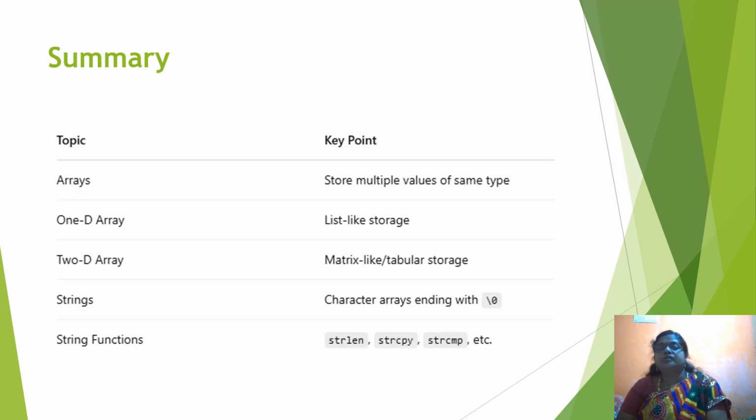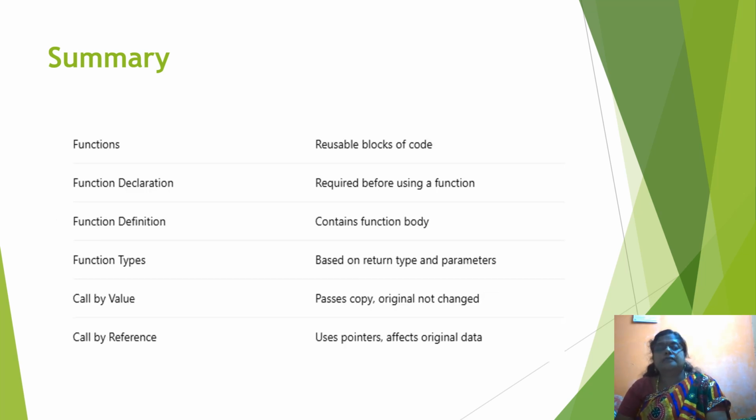The unit summary and the key points. Arrays store multiple values of the same type. A one-dimensional array is a list-like storage. A two-dimensional array is a matrix-like or tabular storage. Strings are character arrays ending with the null character. String functions include strlen, strcpy, strcmp, etc.